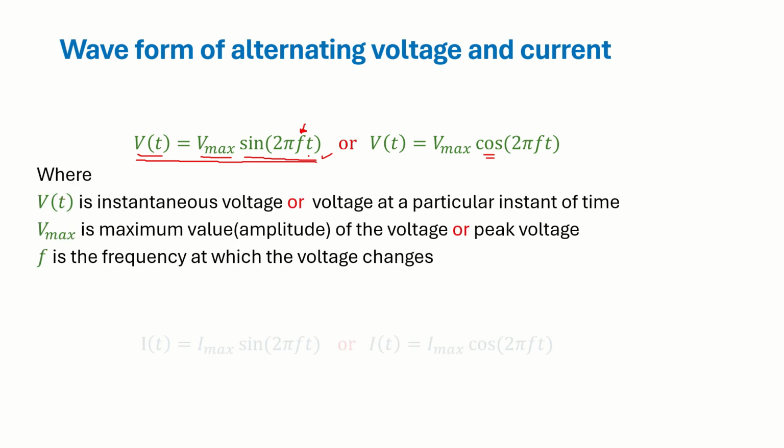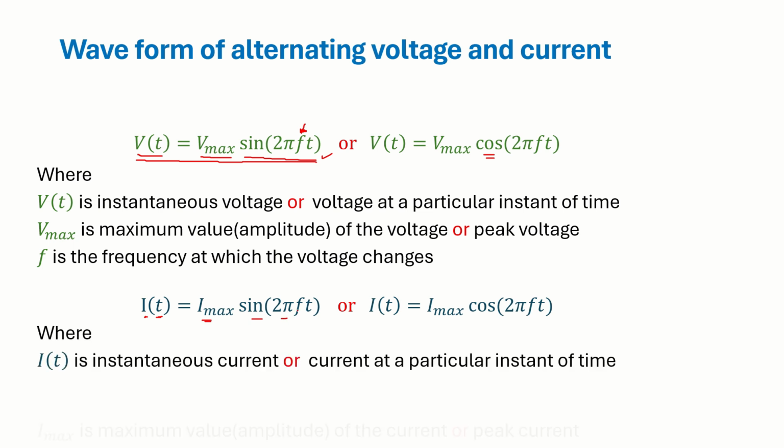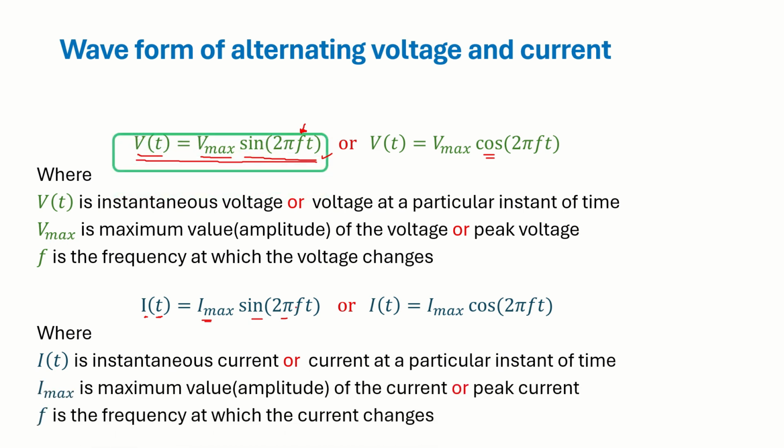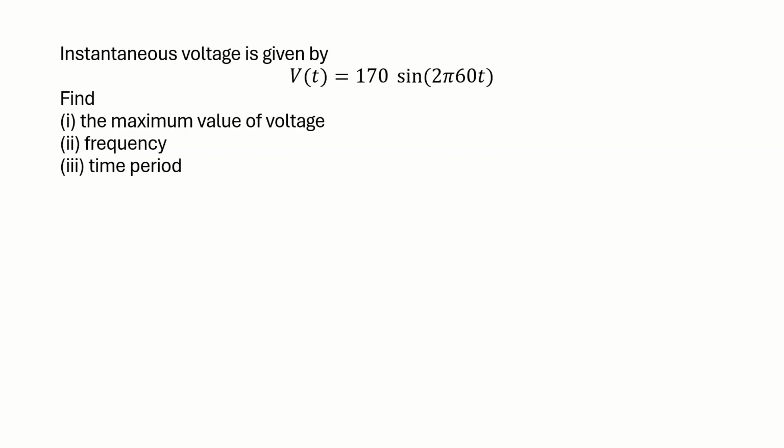The similar equation we can get for the current. So, the current at any time is given by the maximum value of the current times sin 2 pi f t. So, that is called the instantaneous current. This is the equation for the instantaneous voltage and this is the equation for the instantaneous current. Let us do some problems on this.